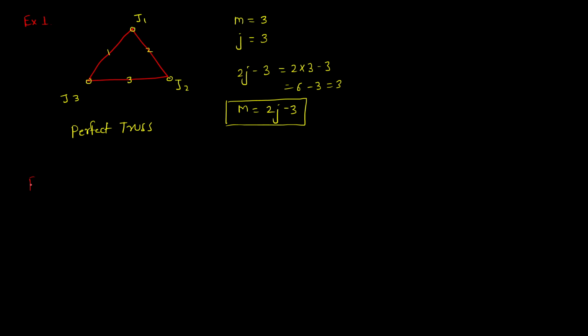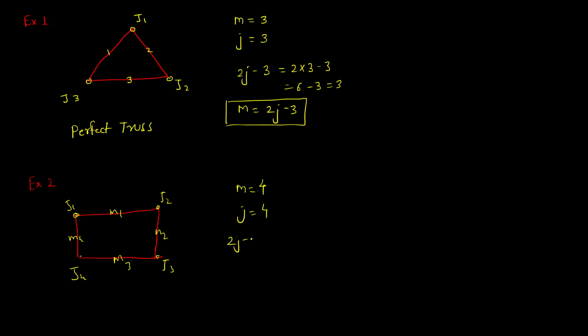One more example we'll take. Okay. So for this truss, what is the number of members? 1, 2, 3 and 4. So the total number of members is 4. The number of joints is 1, 2, 3 and 4. The total number of joints is also 4.